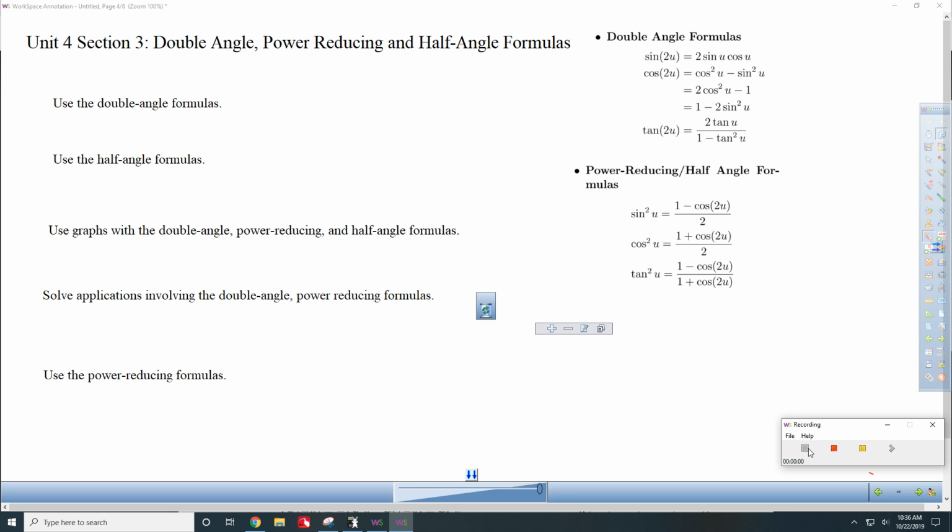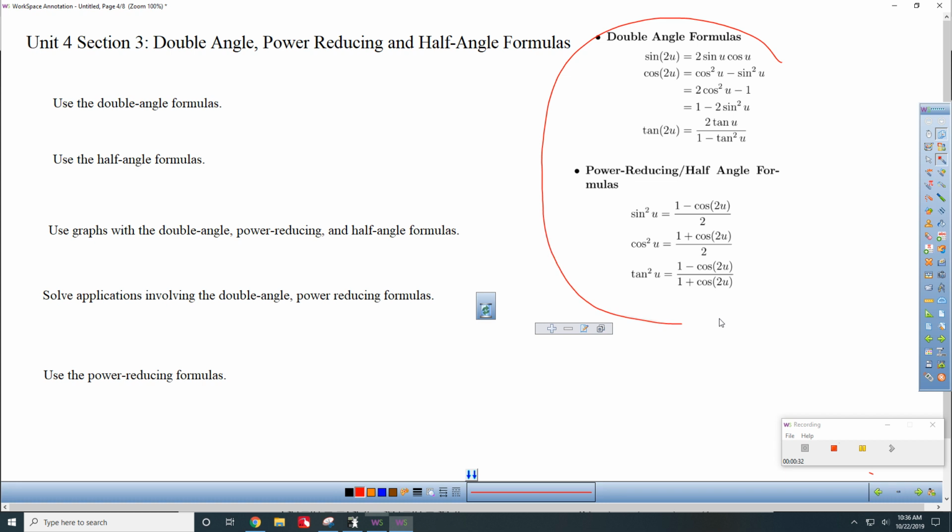Okay. So today we're going to use the double angle formula, the half angle formula, graphs with the double angle, power reducing, and half angle formula, solve applications involving the double angle and power reducing formulas. The two of those are listed right over here, and the half angle formula will be covered later.